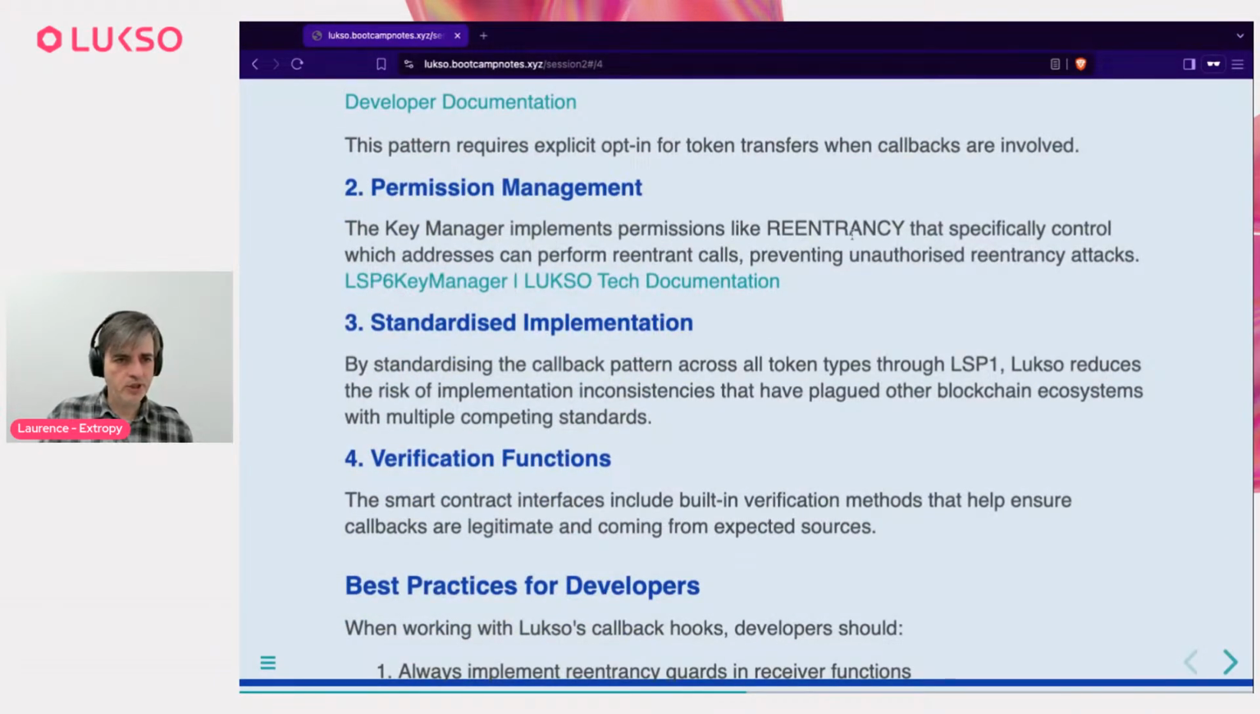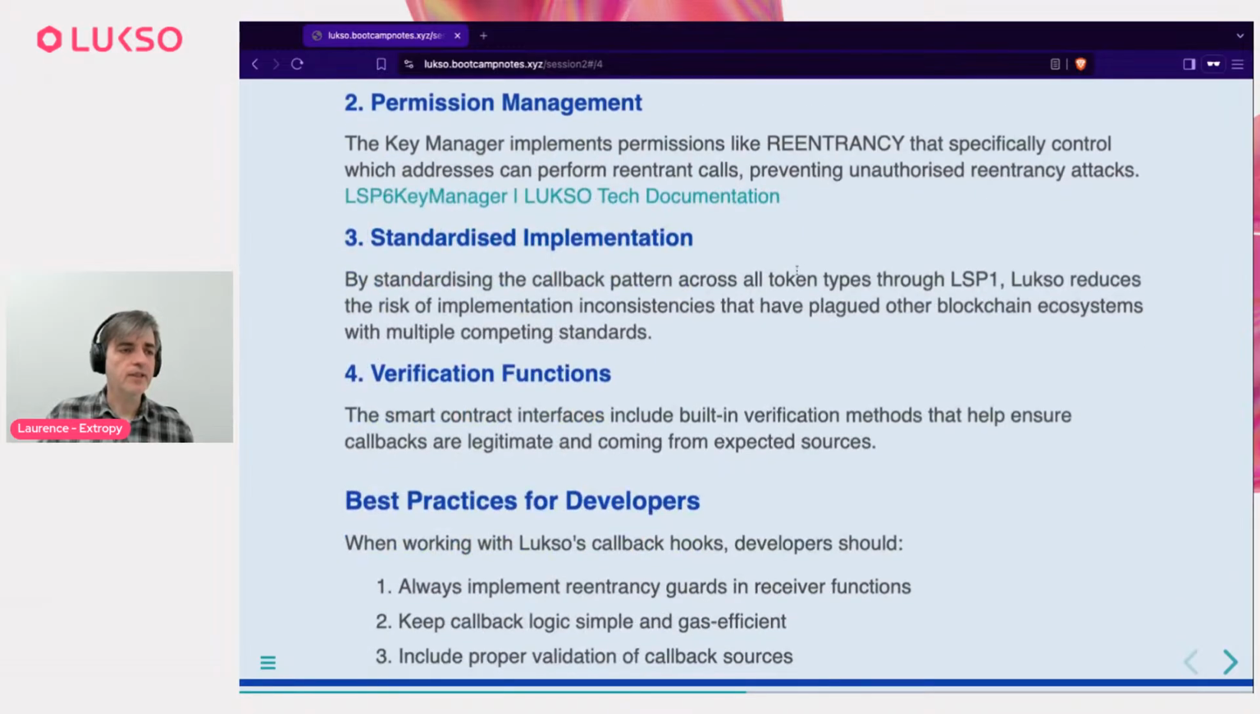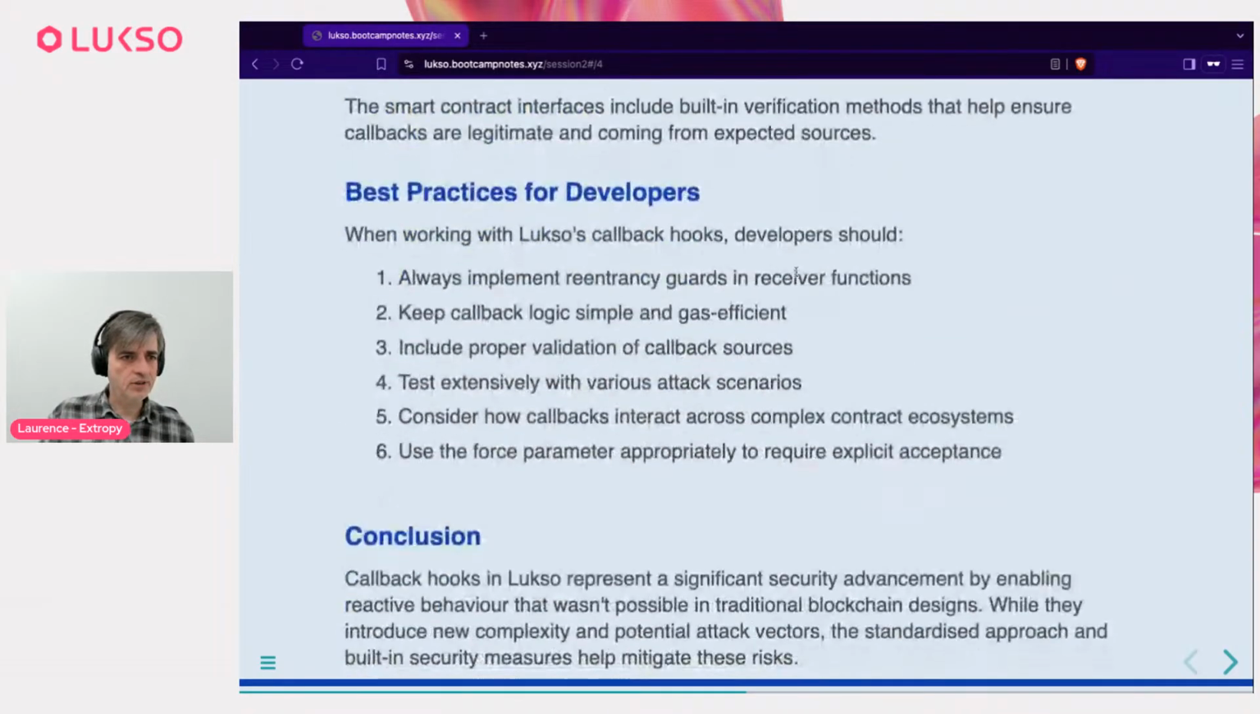As I said, permission management helps with reentrancy. We've got standardization. So the best practices in general around callback hooks: use reentrancy guards as needed. If you are doing a callback, keep the logic simple and gas efficient.